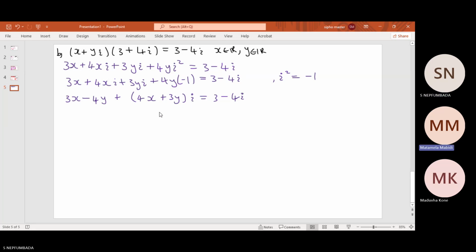Yeah, we got it. Then we equate the real by real and the imaginary by imaginary. We name it our first equation. Then we've got 4x plus 3y is equal to minus 4. Then this is our second equation.